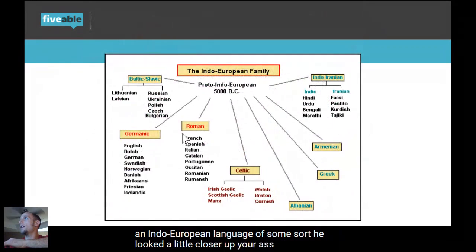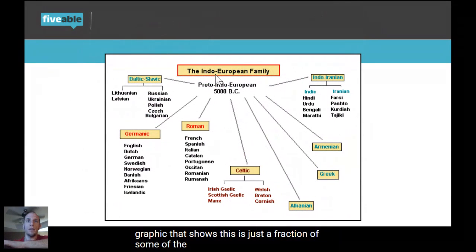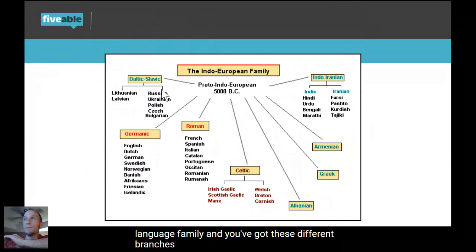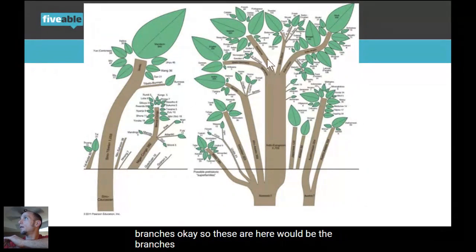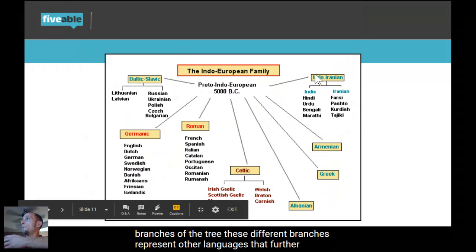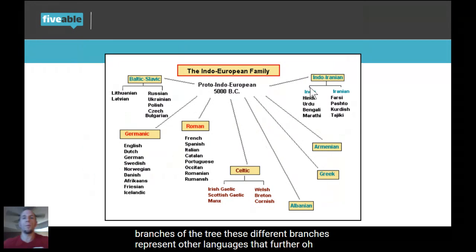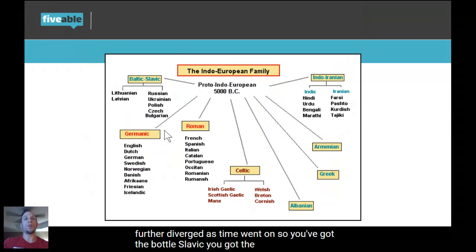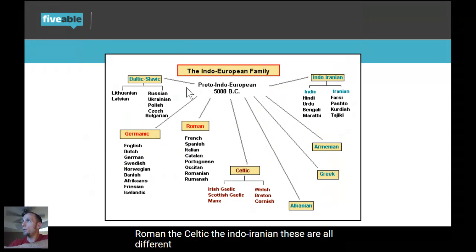You look a little closer up here, I've got another graphic that shows this is just a fraction of some of the languages that might spin off of these language families. Okay, but really all of this is Indo-European. This isn't looking at any other language family, just the Indo-European language family. And you've got these different branches. These different branches represent other languages that further diverged as time went on. So you've got the Balto-Slavic, you've got the Germanic, the Romance, the Celtic, the Indo-Iranian. These are all different languages that exist today that are part of the Proto-Indo-European language family.